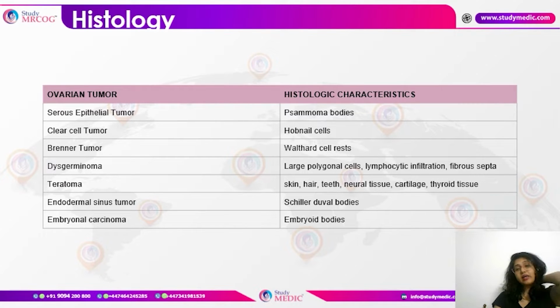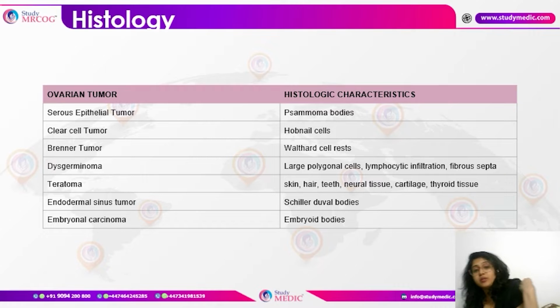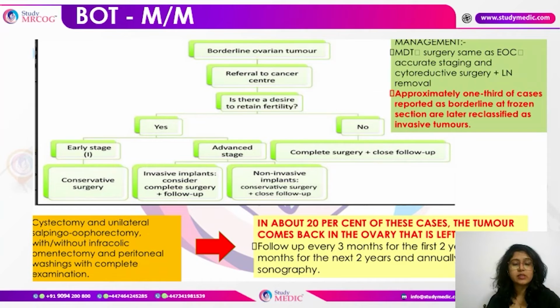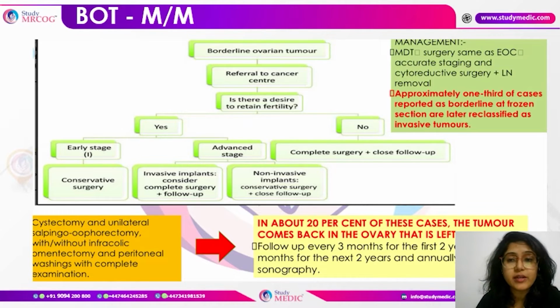Teratoma, yes, we'll see all the endodermal, ectodermal elements: skin, hair, neural tissue, cartilage, etc. Endodermal sinus tumor has Schiller-Duval bodies. Embryonal carcinoma has embryoid bodies. Now coming to borderline ovarian tumor. The characteristic thing is that it does not invade into the stroma.